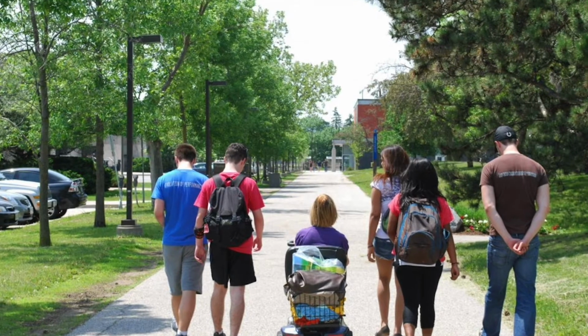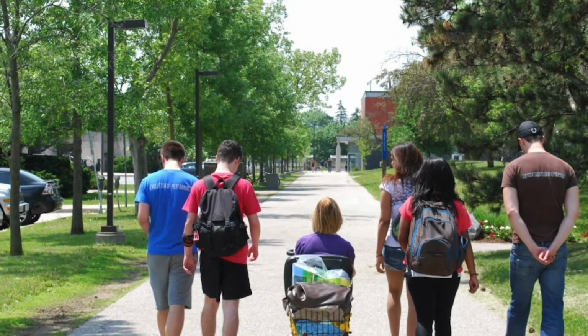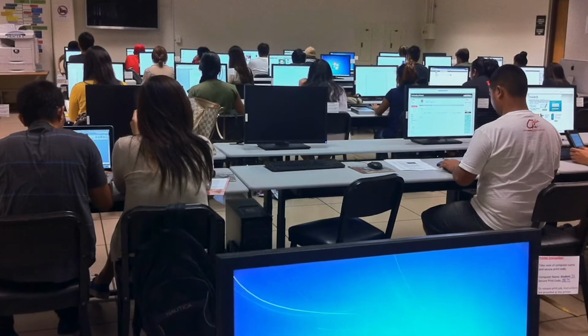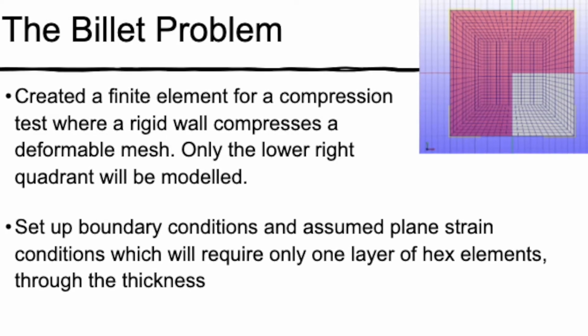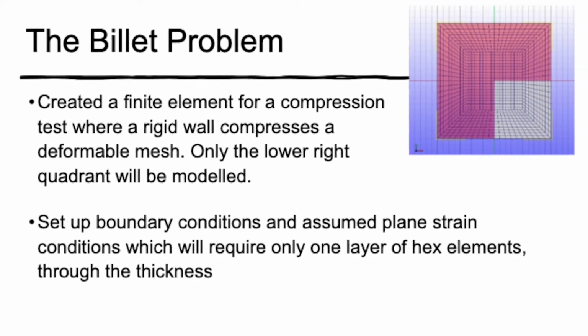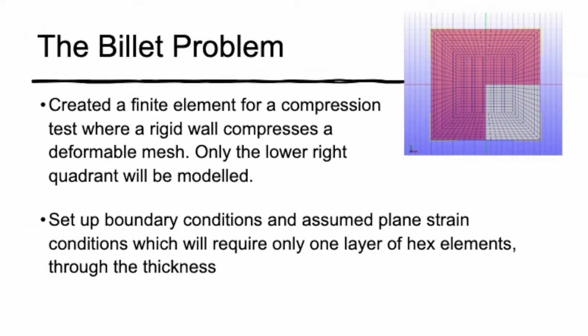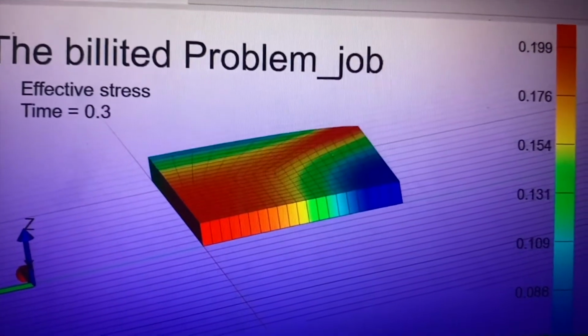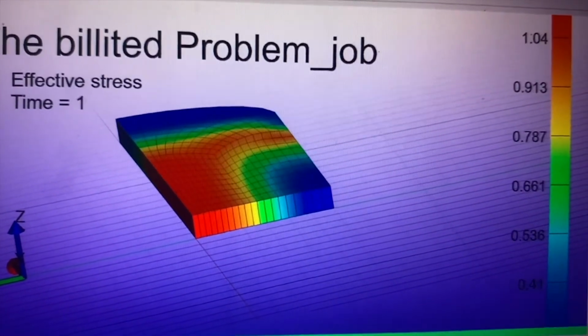Throughout my summer research with Scott, I also went through several different tutorials and situations to gain knowledge to navigate myself throughout FEBio. I started with a billet problem by creating a finite element model for a compression test where a rigid wall compresses a deformable mesh. Only one quadrant was needed for the model, as the mesh is symmetric.